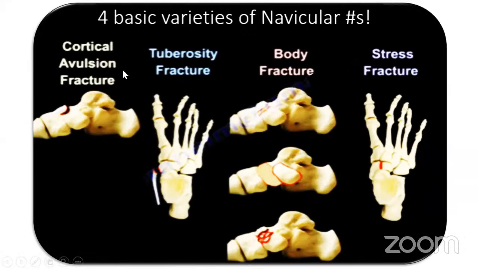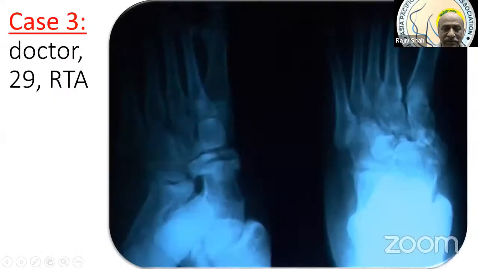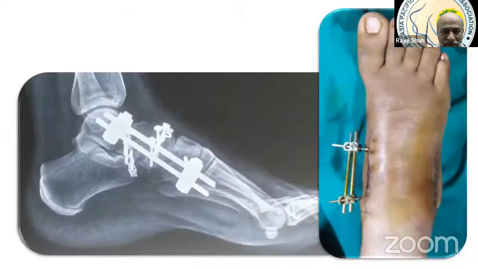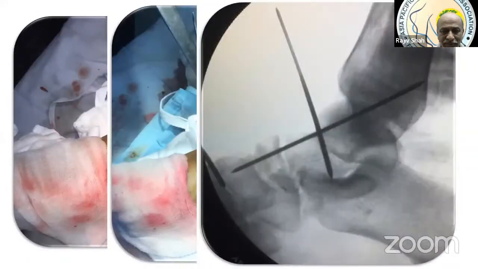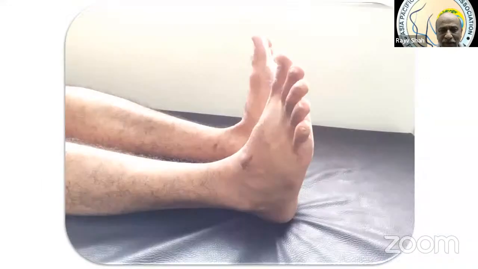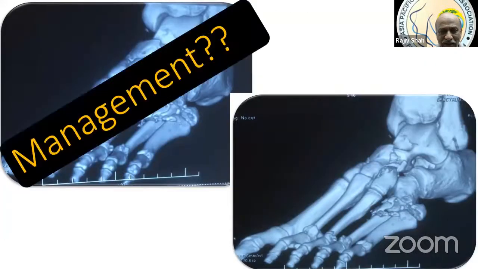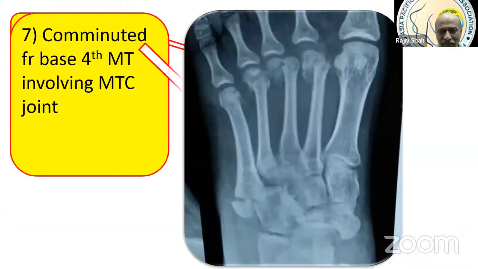Okay. So there are four basic varieties of navicular fracture: cortical avulsion fracture, tuberosity fracture, these two we described, body fractures, and a stress fracture. The body fractures, we show a lot many cases. And this was the case, the video we saw. So I will rush through this case. Okay. Now this was a fixation of navicular with screws and neutralization by a spanning plate. I think we did see this picture before. This case we did discuss earlier in our presentation. So I will skip it.